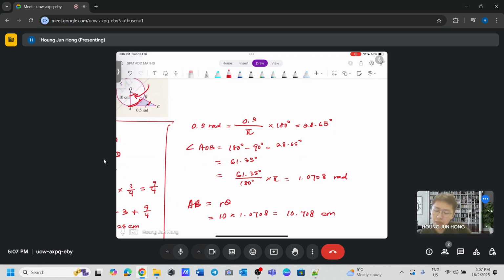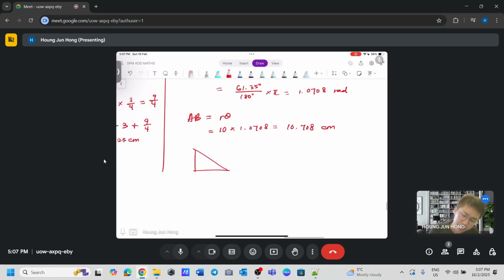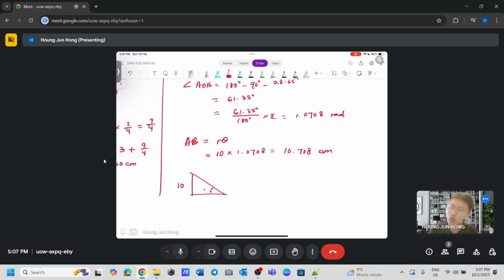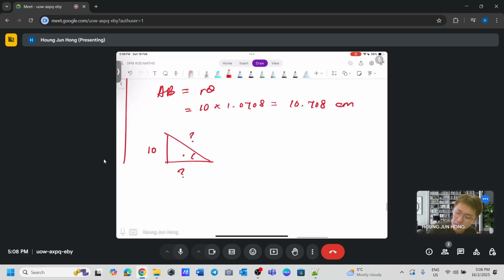But when you want to find, for example, AC, that's not going to be simple because you need to deal with the right angle triangle here. Once again, you have a right angle triangle, you have 10 cm here, and you know that the angle is 28.65. How do you find this and this? We're going to use the typical sine, tangent, cos.